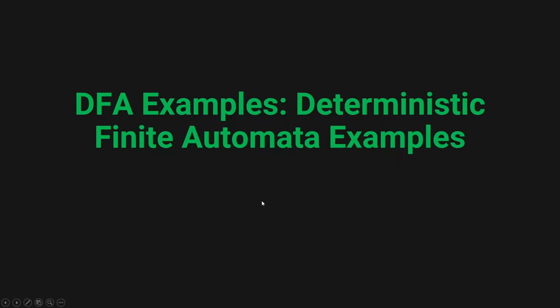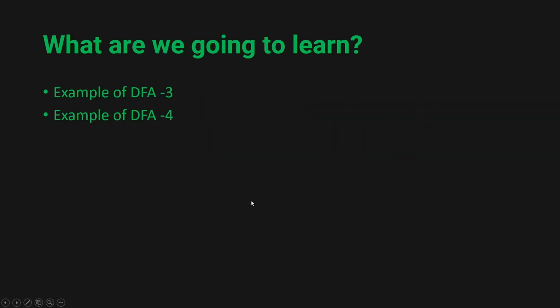Today we'll be solving some more examples of DFA, that is Deterministic Finite Automata examples. So let's get started. We have already solved the first and second example. Now we'll look at example number 3 and example number 4 of DFA. Okay, so let's look at DFA example number 3.